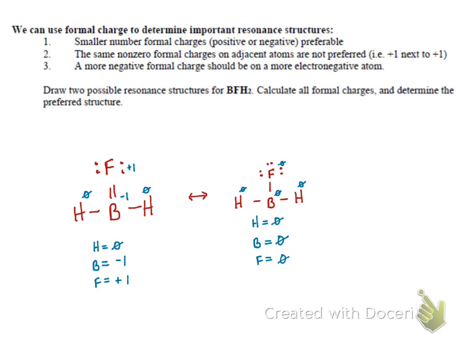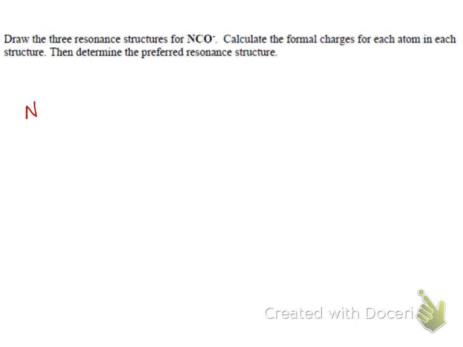So work through the next problem, stop your podcast, and then check your work again. It's the NCO that we wrote earlier. Draw the 3 structures, figure out the formal charges, and figure out the best and the worst structure.